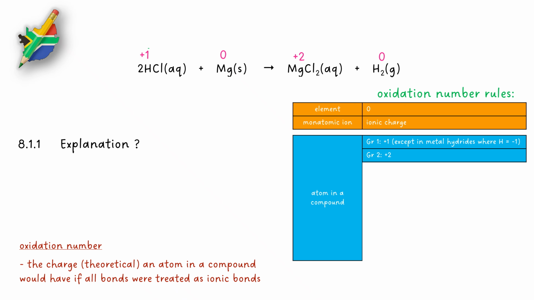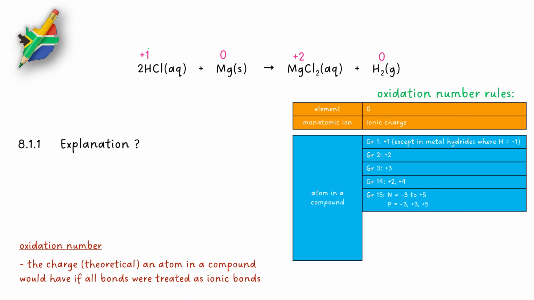So magnesium in magnesium chloride is +2. Group 3 elements are +3. Group 14 elements can be +2 or +4. Group 15 elements have different oxidation numbers, but we have no group 15 elements here. Oxygen in group 16 always has -2 as its oxidation number, except in peroxides. Sulfur can have different oxidation numbers.